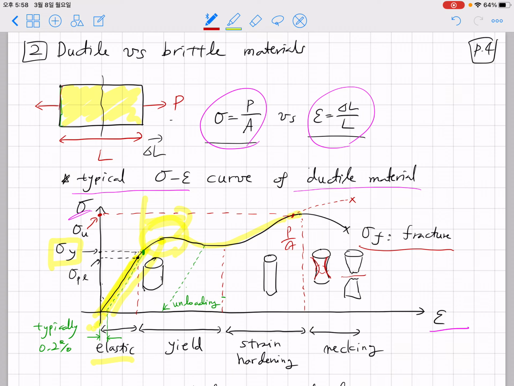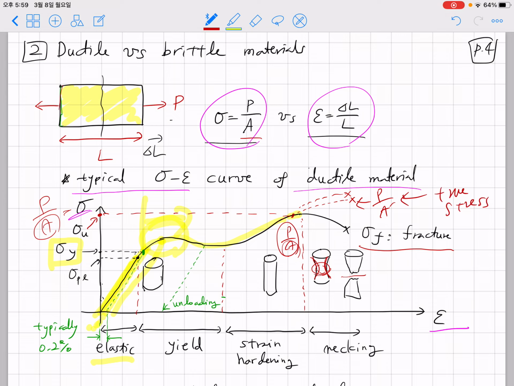Of course, when we define this P over A, you don't account for the change of cross-sectional area A. In the engineering stress-strain curve, even though some part of the sample starts to have a smaller cross section, you still use the cross-sectional area A in the pristine state. If you account for the change of cross section, it will actually show ever-increasing stress until the fracture. This is defined by P over A prime, and we call this true stress.